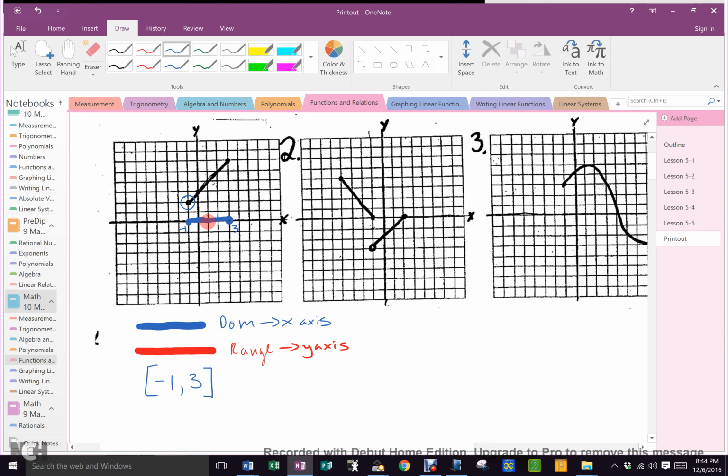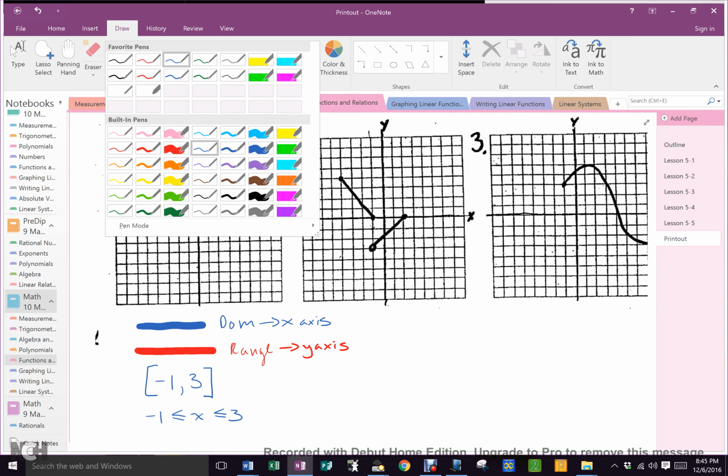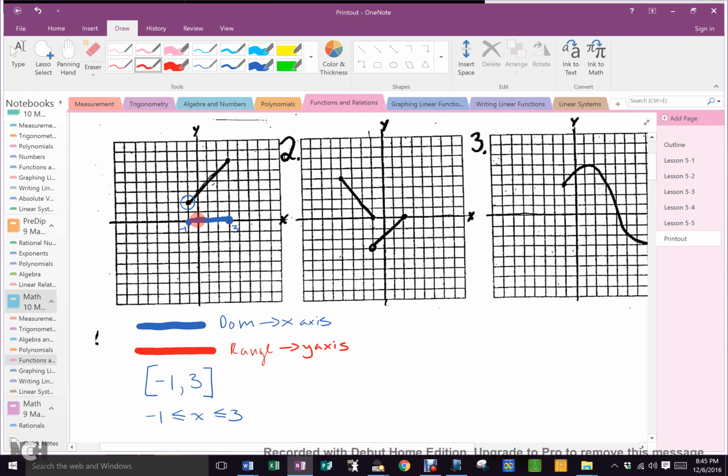It's part of the x-axis. Now I can also write this: -1 is my lowest value, and that is less than or equal to x. So -1 is lower than all my other x's, but all my other x's have to be lower than or equal to 3. And then for range, you just do the exact same thing, but you do it vertically.